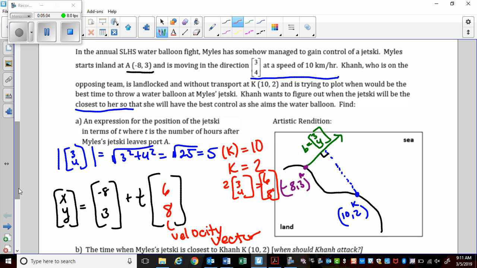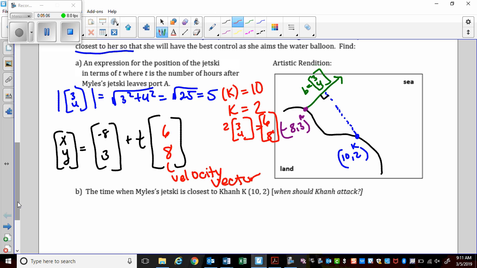Okay. It says by the time Miles' jet ski is closest to King at (10, -2), when should she attack? So what time is going to make this closest, or this perpendicular line? Well, this occurs when King at (10, -2), let's make this point right here R.